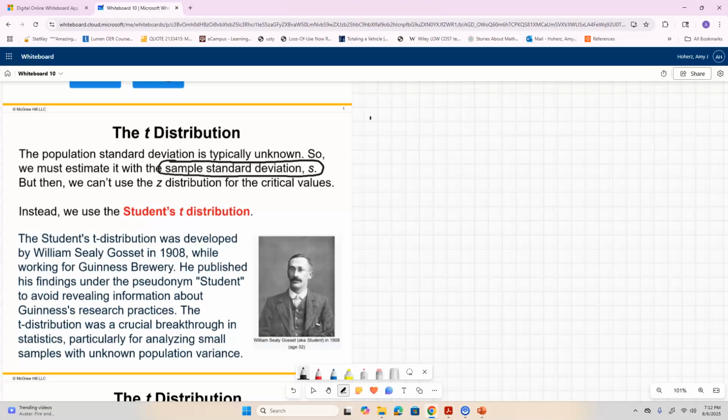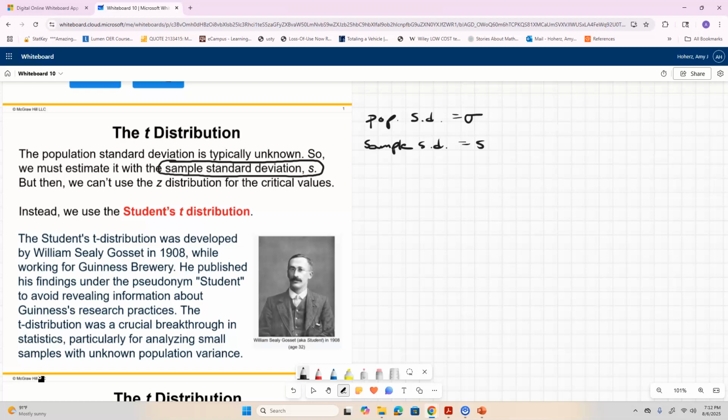So remember, you have your population standard deviation, and that is your sigma, but we're only going to have the sample standard deviation, which is the S. Population always gets the Greek letter, and the sample always gets the regular alphabet letter. Not always, but almost always.